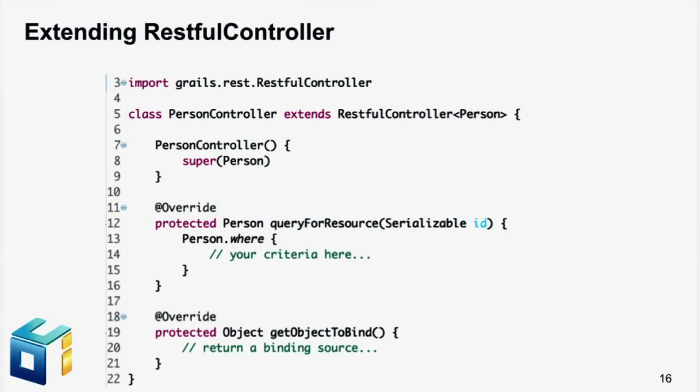So you wouldn't necessarily write code that calls this method. There are methods inside of Restful Controller that are calling this method, and you're overriding it to plug in your own custom behavior for whatever motivation, right?